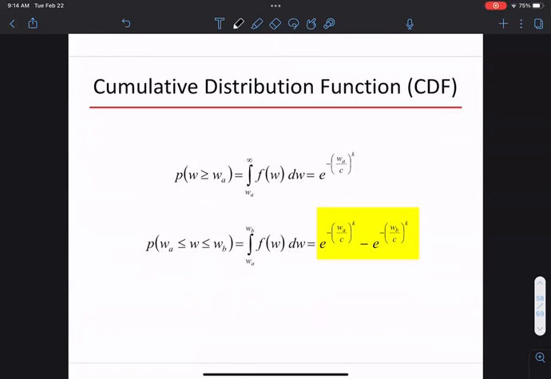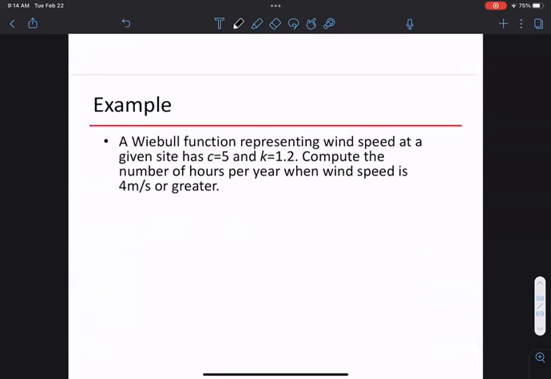So this is typically how we use it. We have a variable distribution of wind speed at a given site with all these parameters, and we somehow estimate these parameters. We believe the distribution is Weibull. Compute the number of hours per year where wind speed is 4 meters per second or greater. This is evaluating, when the wind speed is large enough, what fraction of the year the wind speed is large enough. So we want to compute this probability.